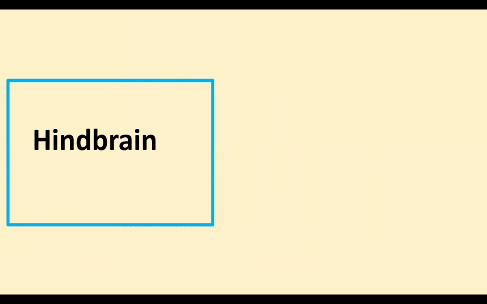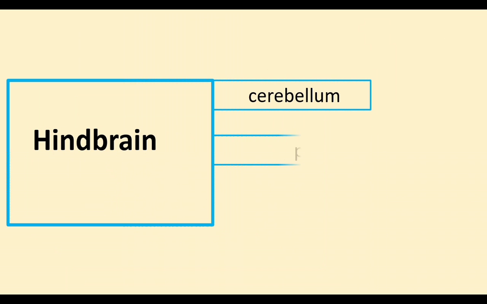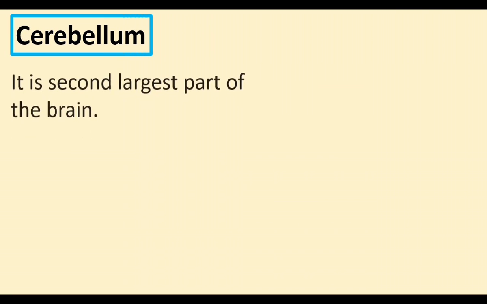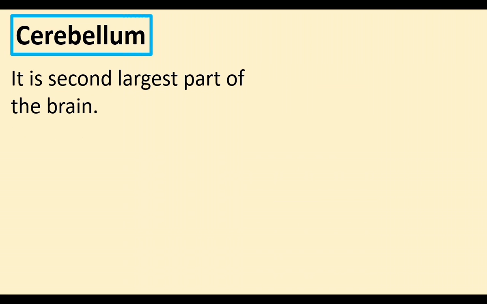Hindbrain is formed of three regions: cerebellum, pons and medulla oblongata. Cerebellum, pons and medulla oblongata are the three parts of hindbrain. Let us see the parts one by one. Cerebellum is the second largest part of brain.